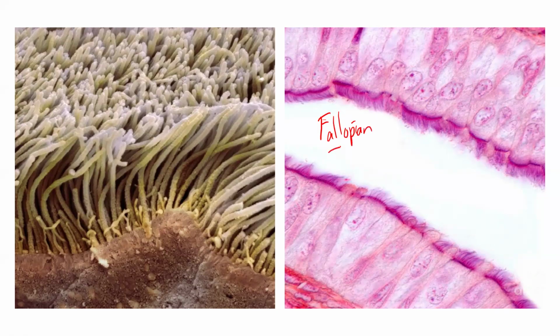Fallopian tube or oviduct, same thing. And that's where the egg is going to be. And then these little cilia, the hair, will help guide the egg towards the uterus.